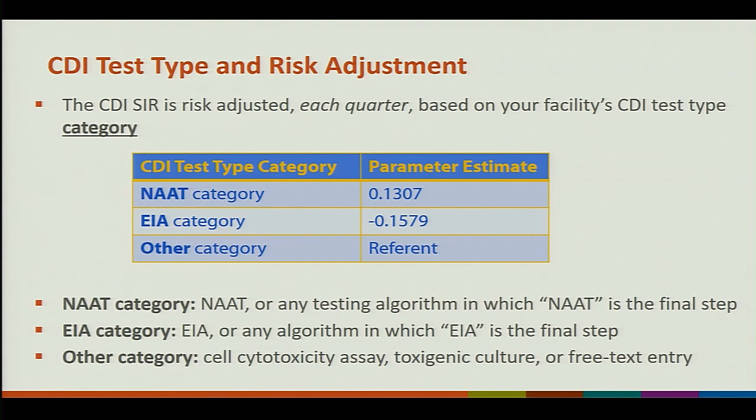Okay, and finally, my last topic, we're going to talk about CDI test type and risk adjustment. So the CDI SIR is risk adjusted for each quarter based on the category. So when you select your CDI test type, NHSN is placing your facility into one of the 3 categories on the slide, either the NAT category, the EIA category, or the other category. And it's based on that test method or the final test method that's used in an algorithm.